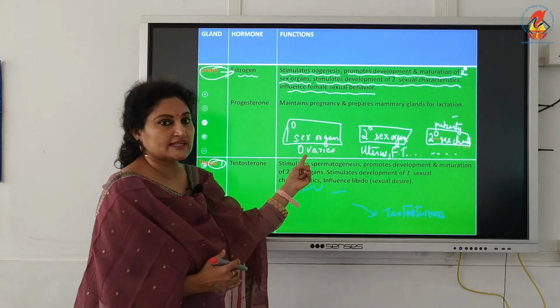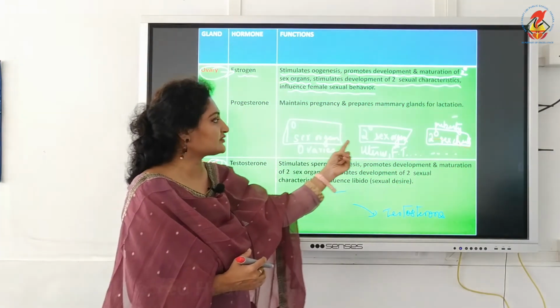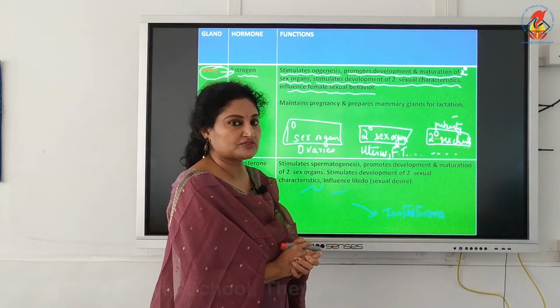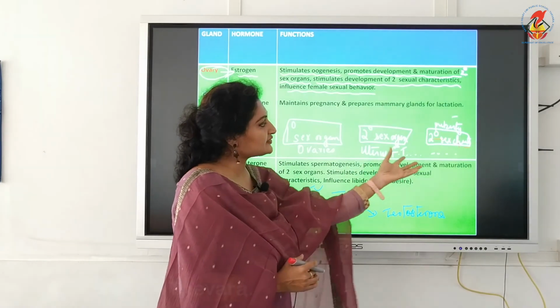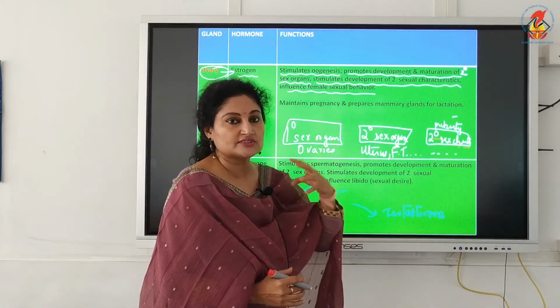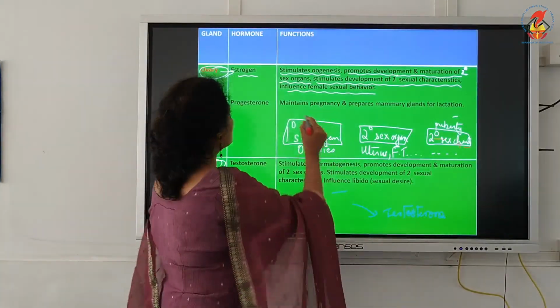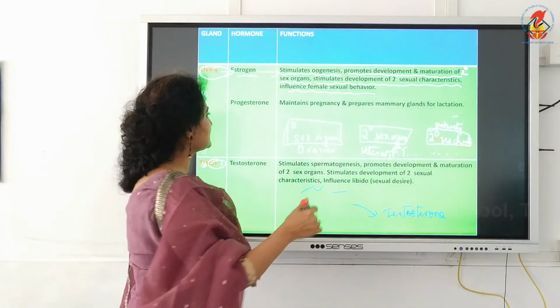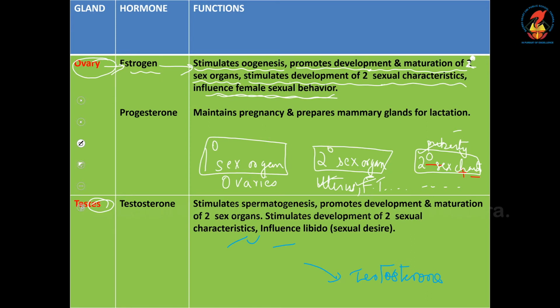That is a primary character that distinguishes male and female. You all know it very well. And the primary sex organs I have already defined, it's having dual function. Secondary sex organs are the associated structures of the reproductive system which help in reproduction. Remember, secondary characteristics are only the features that develop at the time of puberty. So once again, estrogen stimulates oogenesis, that is development of egg, promotes development and maturation of the secondary sex organs, that is development of the uterus, fallopian tube, etc. Then it stimulates the development of the secondary sex characters, as I told, the shape, enlargements, etc., and also the female sexual behavior.